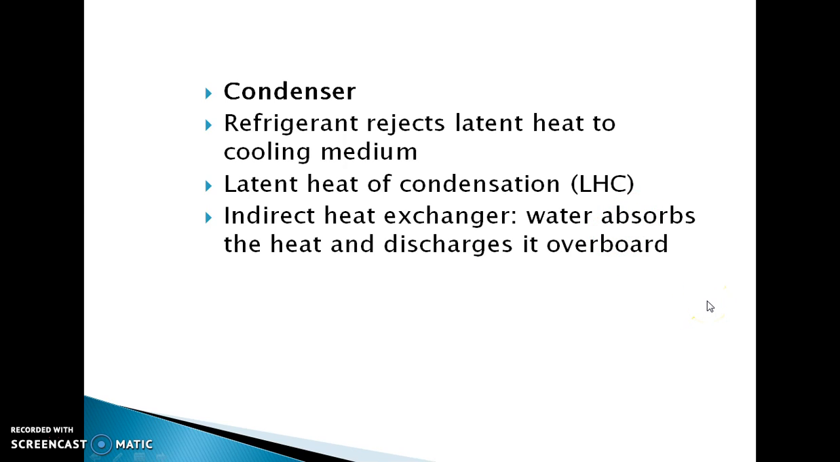So this was the basic and important working of all the components of the vapor compression cycle.